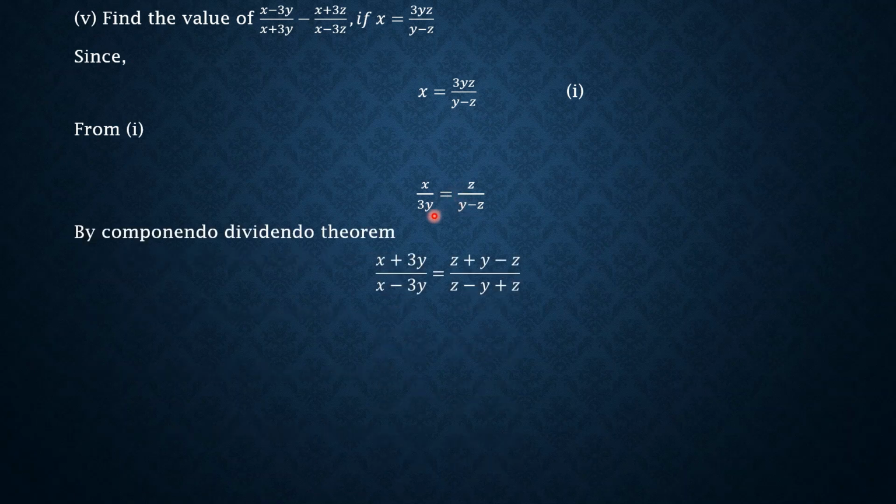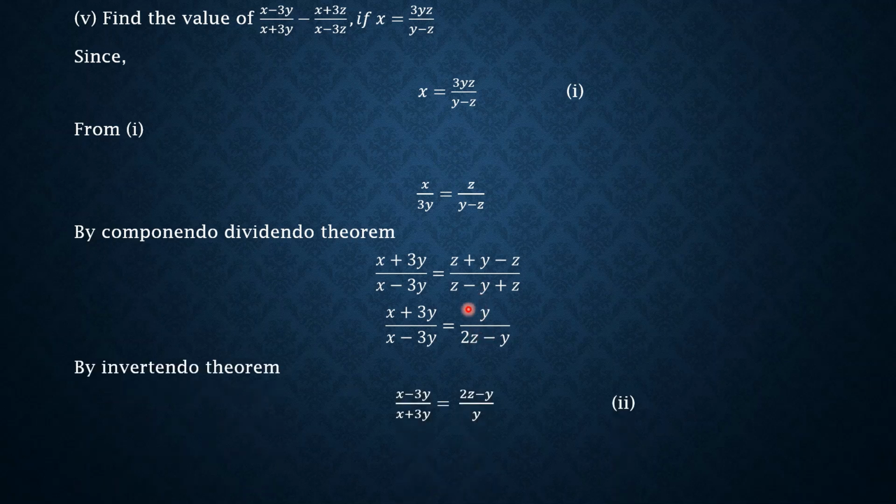Now by applying the componendo dividendo theorem to this fraction, we have (x + 3y)/(x - 3y) equal to (z + y - z) divided by (z - y + z), as minus into minus will be plus z. Now after simplification, we have z + y - z. z - z will be cancelled. So we will have y over (2z - y), as z + z equal to 2z, minus y.